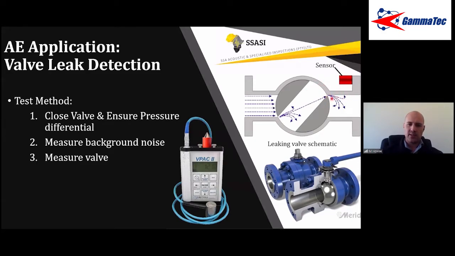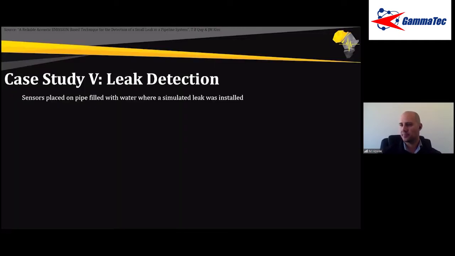Should the valve not be seating correctly, you get turbulent flow, which produces a noise, and the sensor then picks it up. The more product flowing through, the more turbulent flow, and generally the higher the pressure, you would then pick up more AE data. So you can quantify it as well.